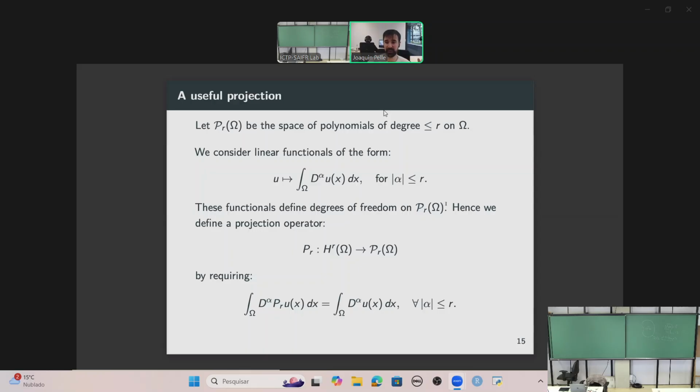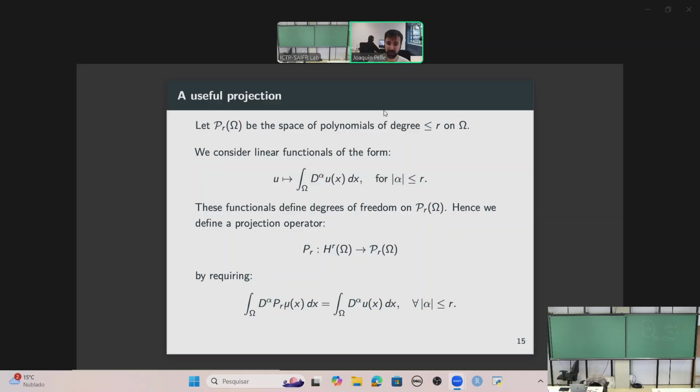So as I said before, this helps define a certain projection operator, right? That for any function u on our Sobolev space, where the solution to our problem will live, we can project that down to just a polynomial space of finite dimension, right? Or polynomials of degree r. And the way we do that is as usual, as is done, for example, with nodal evaluations on the Lagrange finite element space. Here we do it in this way. We just require that these linear functionals match, right?